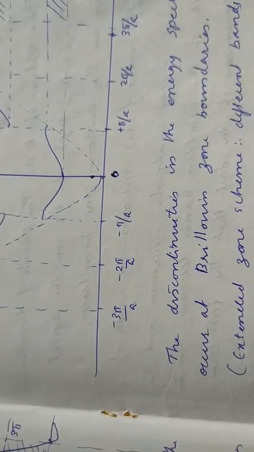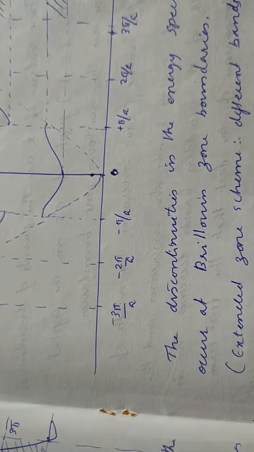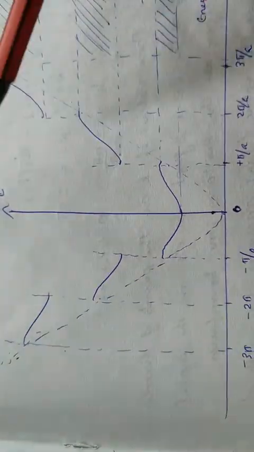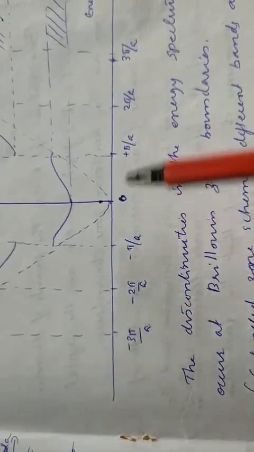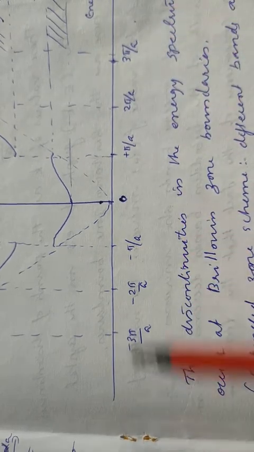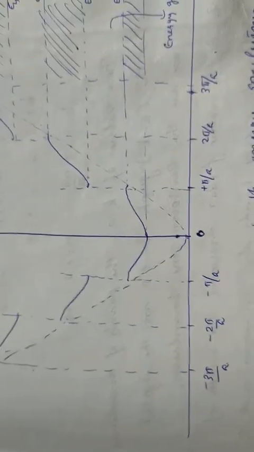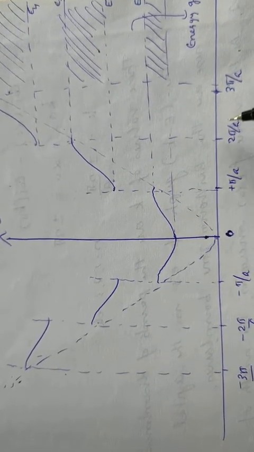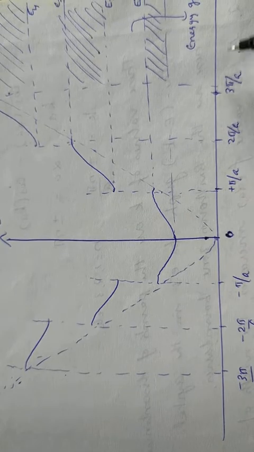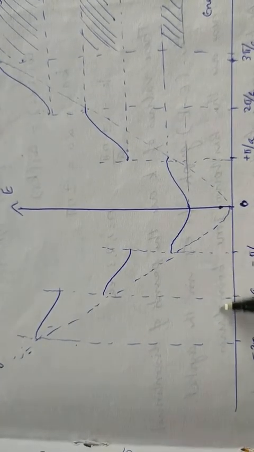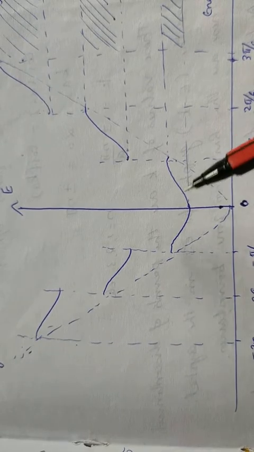So let's plot the graph of E versus K. The K values I marked here: plus pi by a, 2 pi by a, 3 pi by a, etc., and negative values on the left side. So at plus pi by a, plus 2 pi by a, and plus 3 pi by a values, forbidden regions occur. So this can be drawn like this.